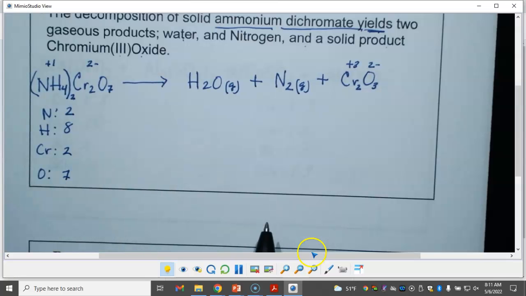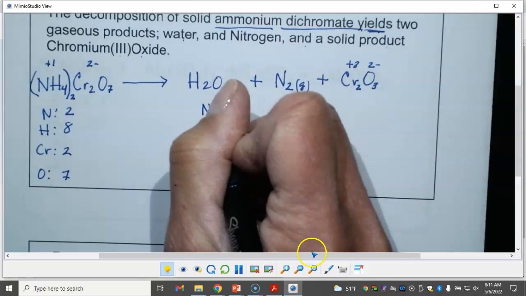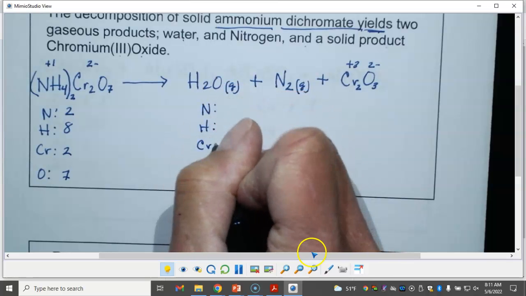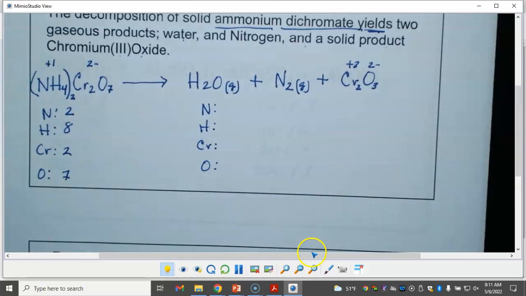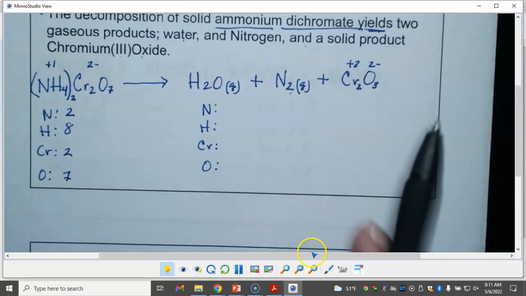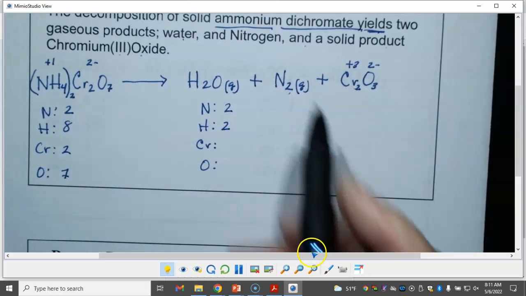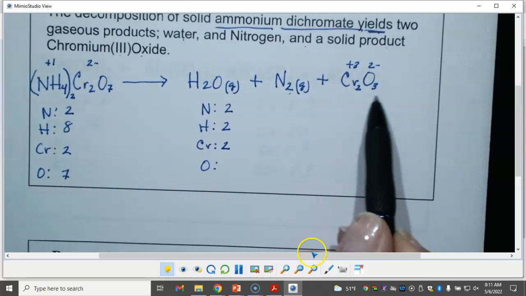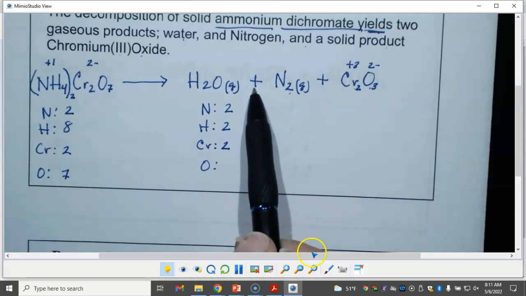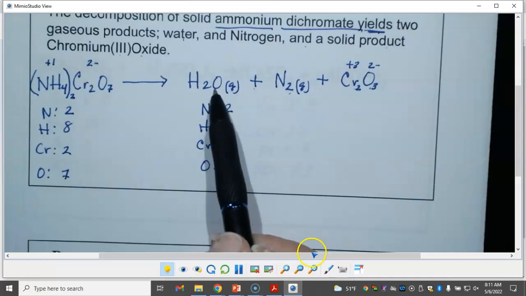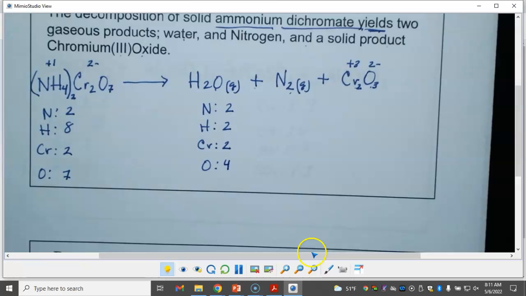Let's do the same thing over here. Nitrogen, hydrogen, chromium, oxygen. This side's a little easier. We've got 2 nitrogen. We have 2 hydrogen. We have 2 chromium. And we have 3 plus 1 oxygen here is 4 oxygen. I'm counting all of them up on that right-hand side. So where do you guys want to start? What element should we start with?